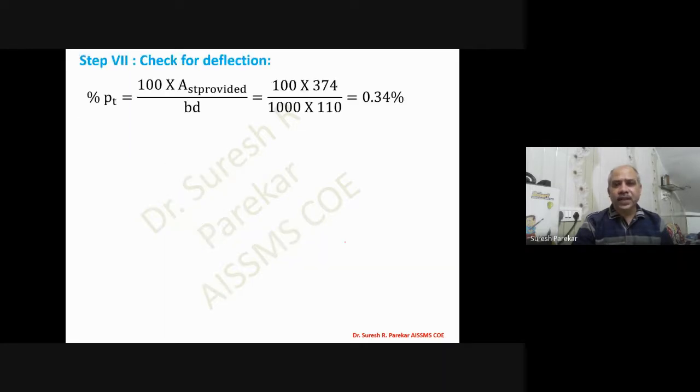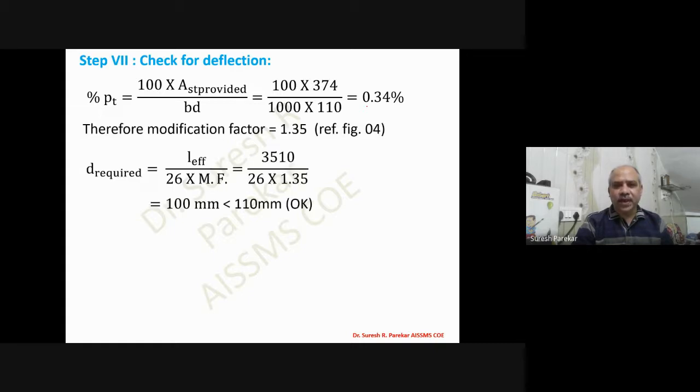Now check for deflection. AST provided, we are going to consider the maximum, that is 374, and that gives us 0.34. We are taking the maximum so that the modification factor we get is less, and from this we get modification factor 1.35. So D required we have 100 millimeter, provided is 110, so it's okay. So check for deflection is satisfied.